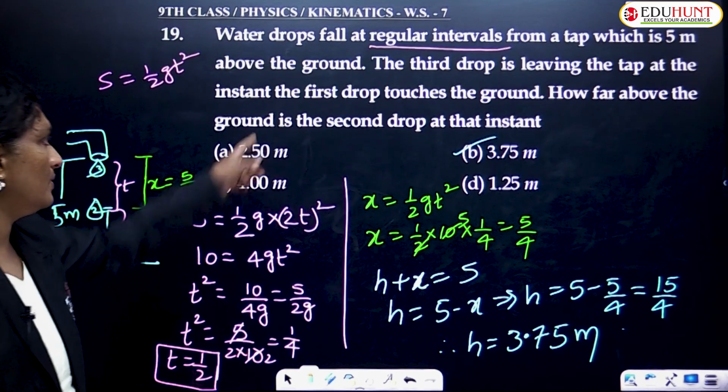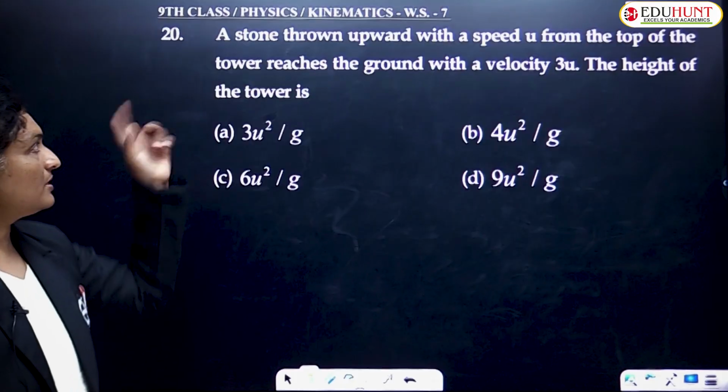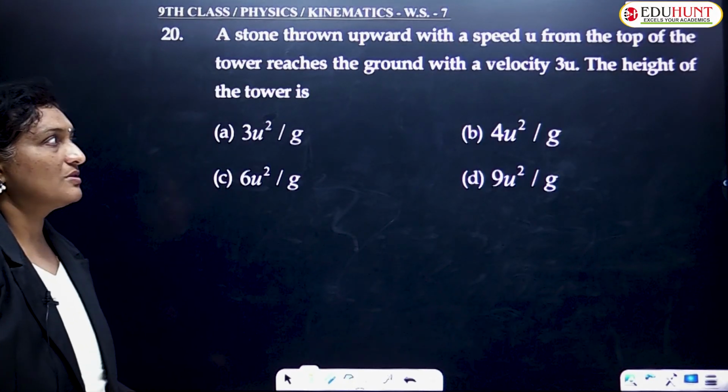Clear? From the ground. Next question, 20th. A stone thrown upwards with a speed u from the top of a tower reaches the ground with a velocity of 3u.